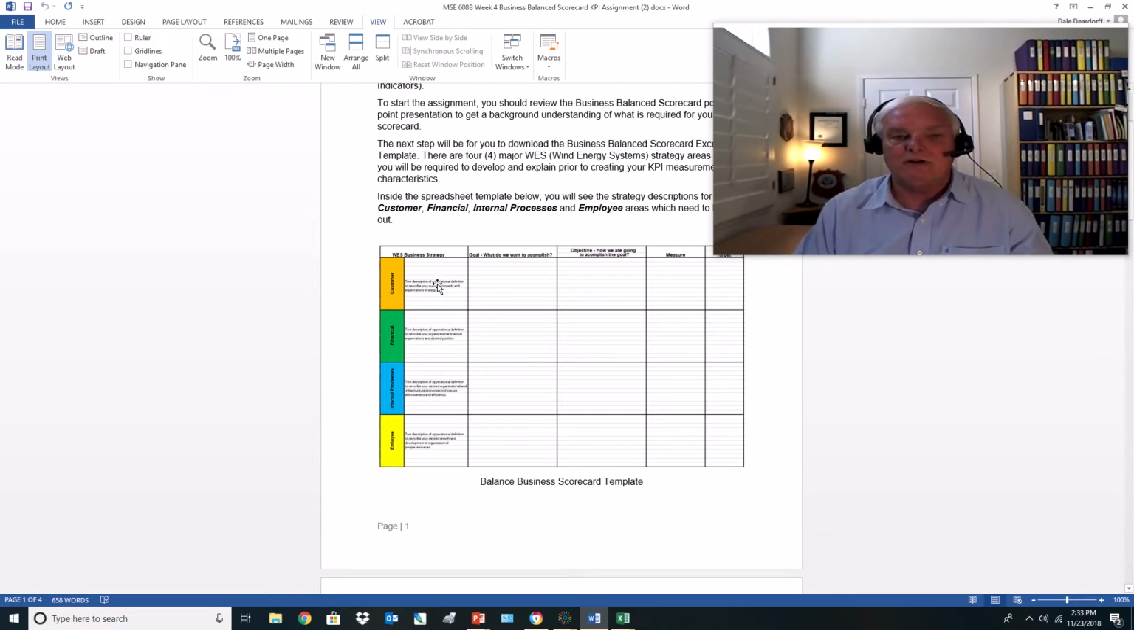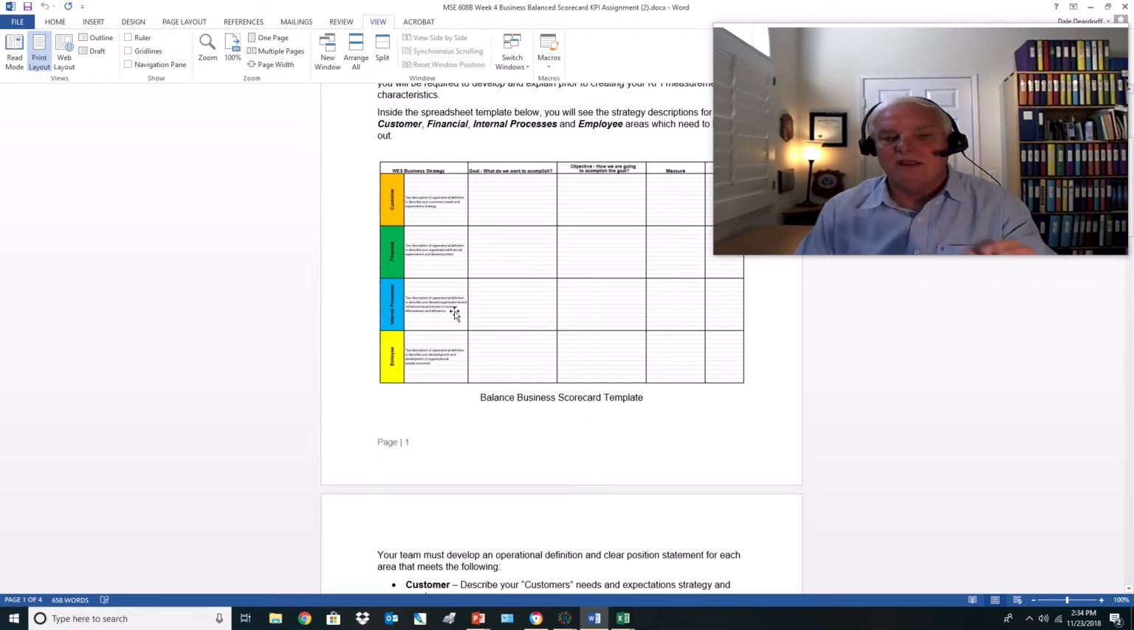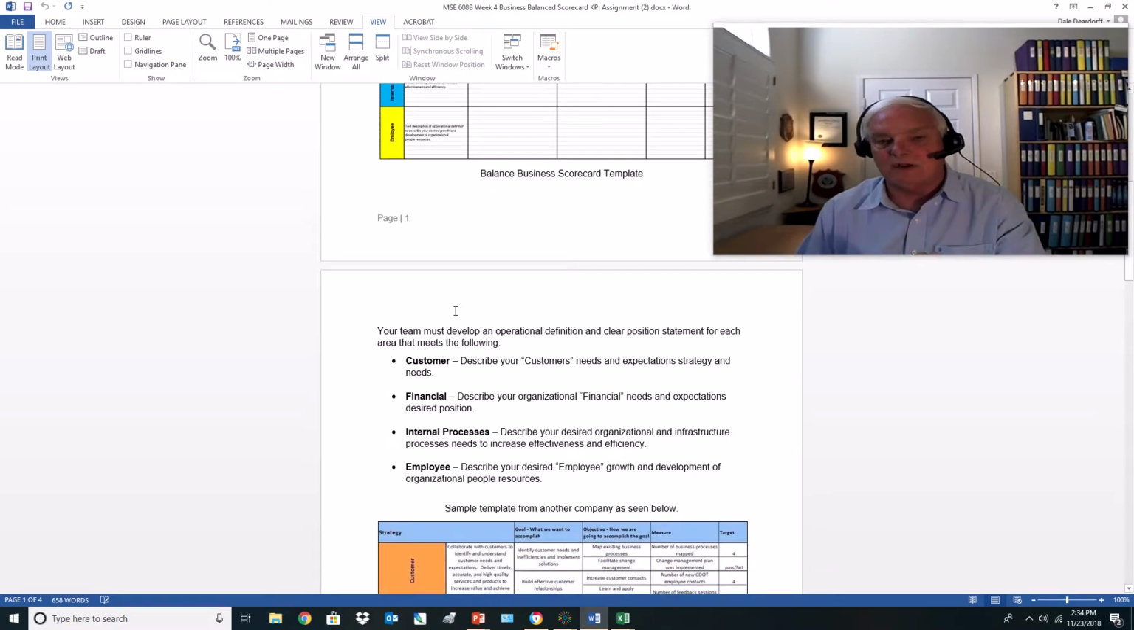So for customer, you follow the instructions to get a business strategy that's aligned associated with it. You will document what the goal is, what the objective is, what the measurement is, and then what the target is. You will need to create that for all 4 of these strategies. So 4 strategies, and you're going to have to create 5 different cells associated with it for that particular template.